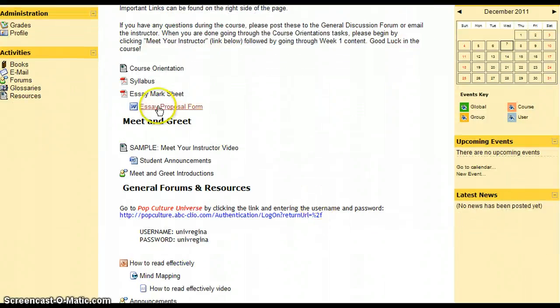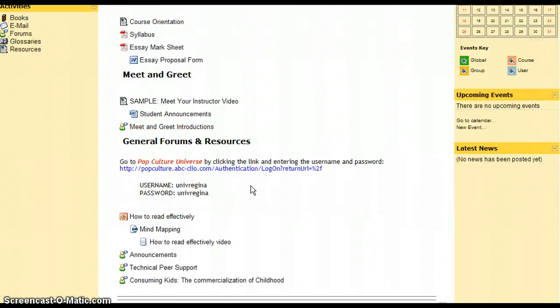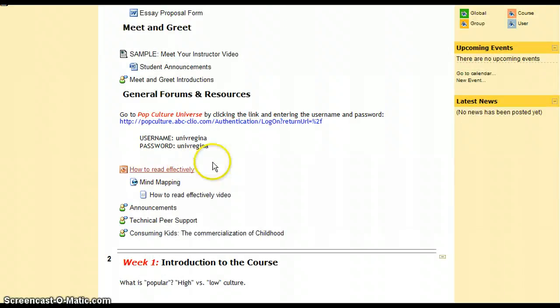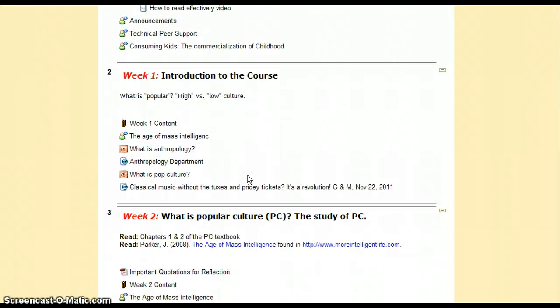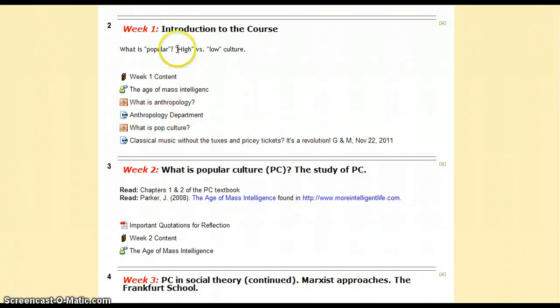Then there's the essay proposal form. There's a Meet Your Instructor, which could be just a web page. It doesn't need to be a video. Then some meet and greet introductions, the forum. There's some talk about the pop culture universe, how to read effectively, and different things. So then we go into the first week, which is what is popular high versus low culture.